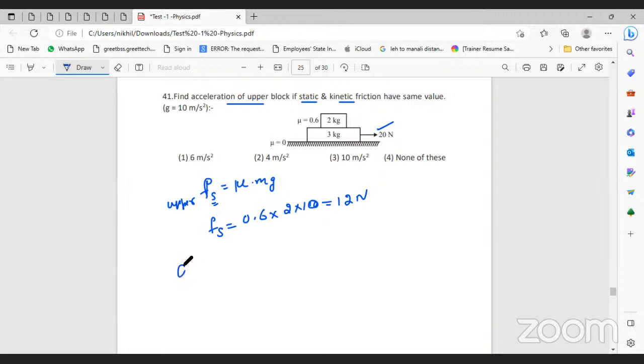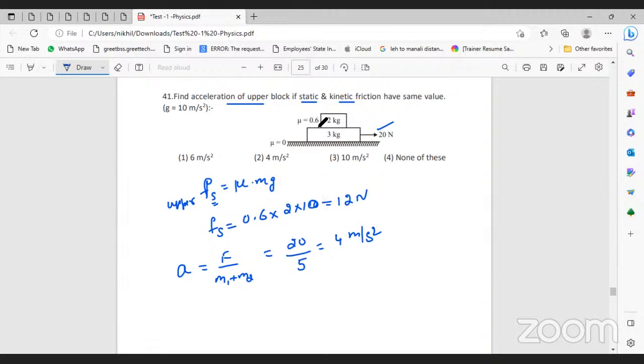Now both the blocks are moving with what force? 20 Newton. You can find the acceleration of the system, that is net force divided by the net mass. a is equal to F divided by M1 plus M2. What is the net force? It is moving towards the right side. It is 20. M1 plus M2 will be 5. 20 by 5 will be 4. So acceleration will be 4 meter per second squared.